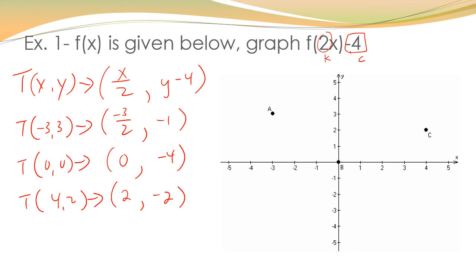Plot our points. So negative 3 over 2, negative 1, which is negative 1.5, negative 1. 0, negative 4. And 2, negative 2.